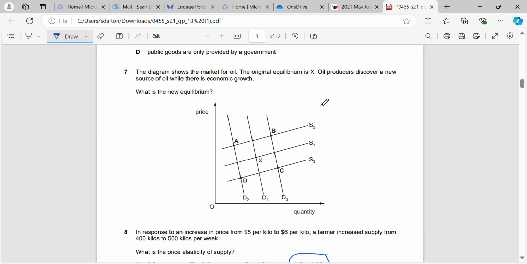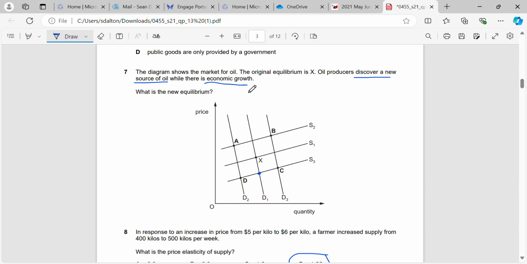Question 7. The diagram shows the market for oil. The original equilibrium is X. Oil producers discover a new source of oil while there is economic growth. What is the new equilibrium? Okay, so we always break these up into two parts. First of all, we discover a new source of oil. So what is likely to happen here? That means our supply would shift to the right. We've got more oil that's now available, right?